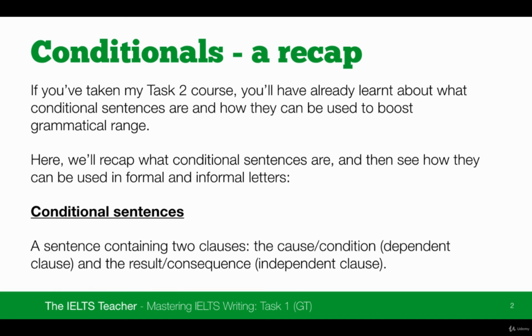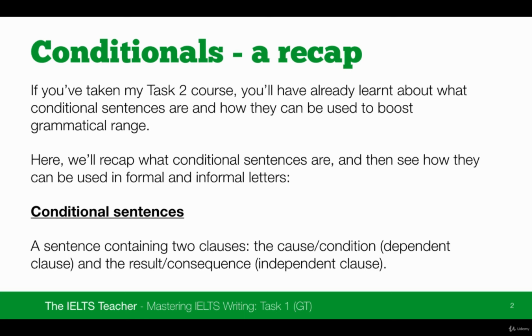Okay, so conditional sentences, what are they exactly? Well, conditional sentences are sentences which contain two clauses, and they help us to understand the link between cause and effect. The cause part of the sentence is the dependent clause, and the result part of the sentence is the independent clause. So as you can see, they are a type of complex sentence, as we looked at in the first lecture of this section.